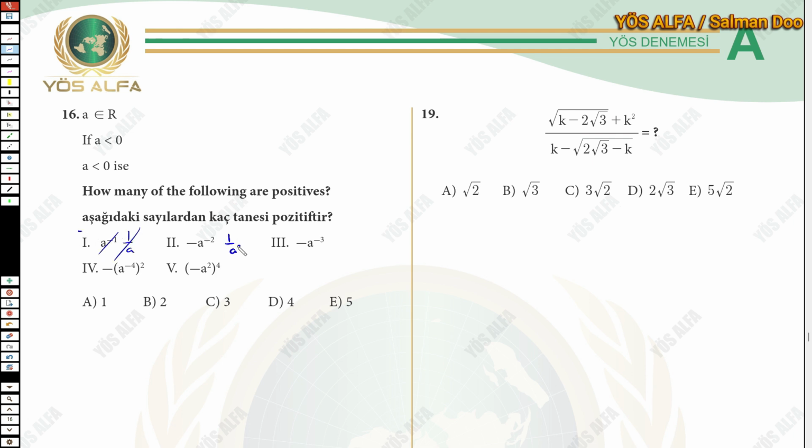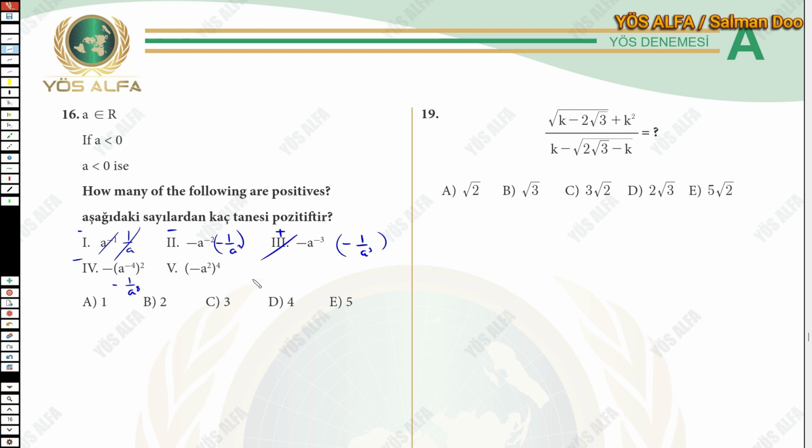This one is 1 over a squared times minus 1. A squared is positive, times minus 1 is negative. Minus 1 over a cubed. Since a cubed is negative, times minus 1 is positive. And this one is minus 1 over a to the 8. A to the 8 is positive, times minus 1 is negative.